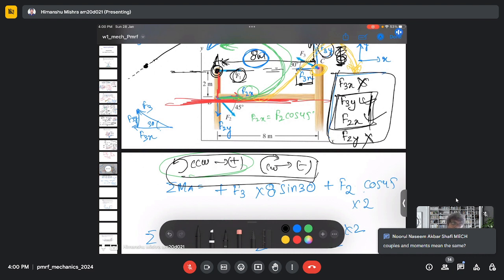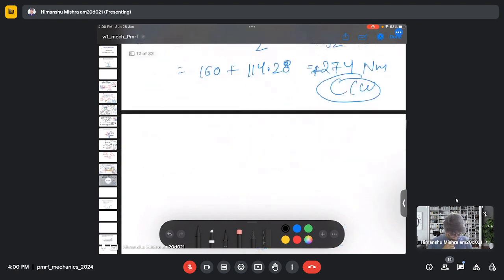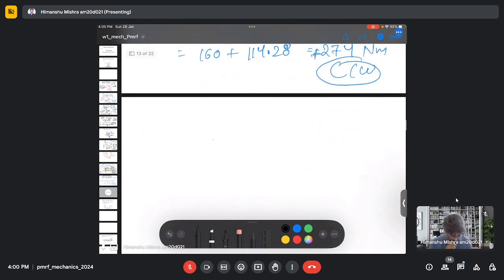Now the couple. What happens is there are two parallel forces which are acting. So it's a part of a moment. So in a couple, let's say this is your point O. There are actually two forces which are opposite in nature to each other.